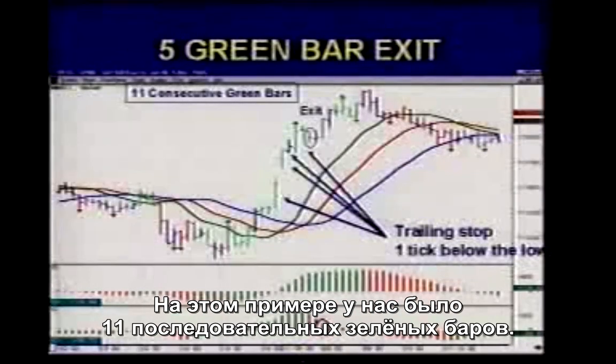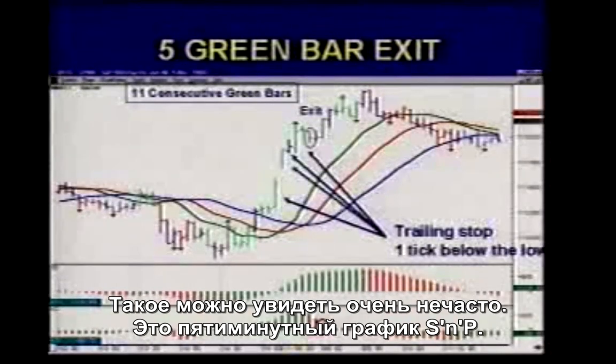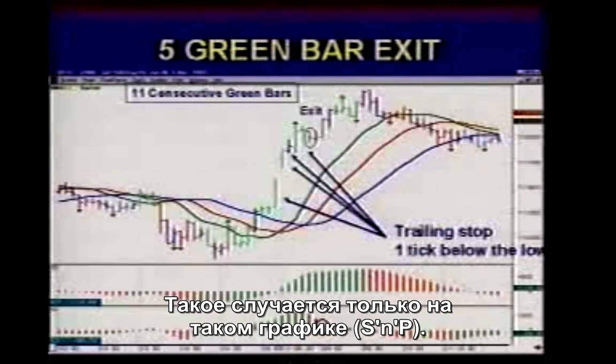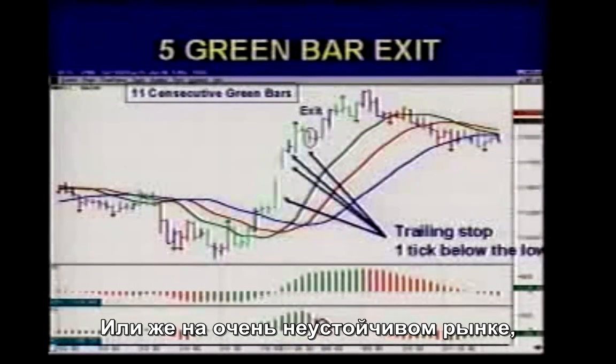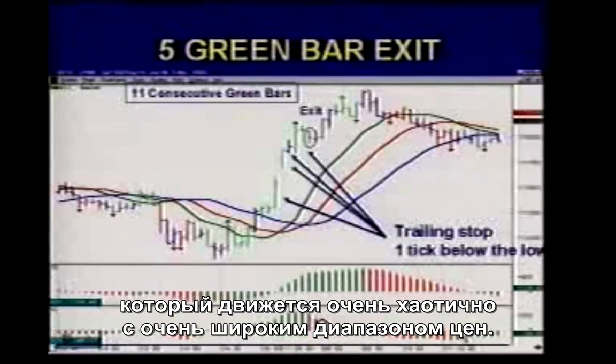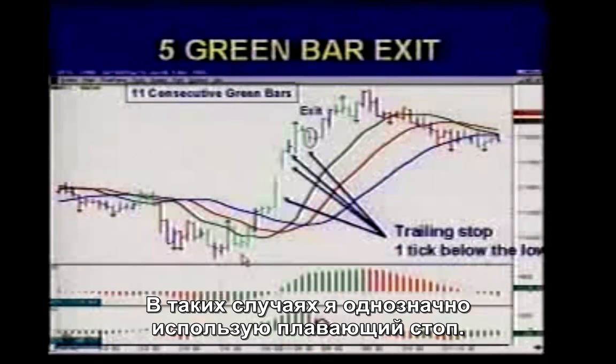Here is where we had 11 consecutive green bars. You do not see this happen very often. This is an S&P chart, 5-minute chart. So if there's any market you tend to see that, this would be the one. Also, very volatile market, moves very sporadically, ranges are very wide. So this is definitely a place that I use the trailing stop.